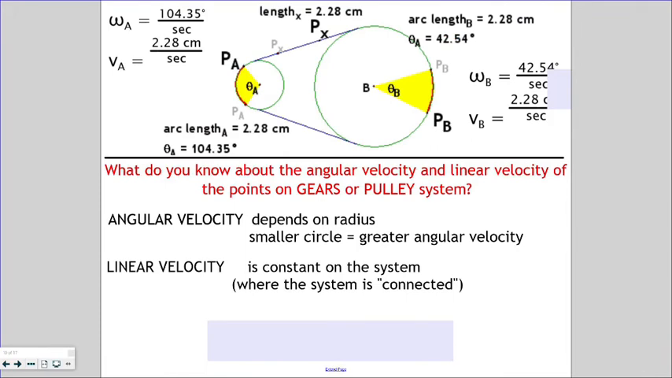All right, our 2 rules for today. We're really focusing on this. I did the math for you guys, but we're focusing here. Angular velocity depends on the radius today, whereas the linear velocity is constant on the system. I'm going to make a quotation or stars here where the system is connected. And we'll talk about that when we get to the examples today. But where those gears are connected to one another, which is typically on the outside. Okay.